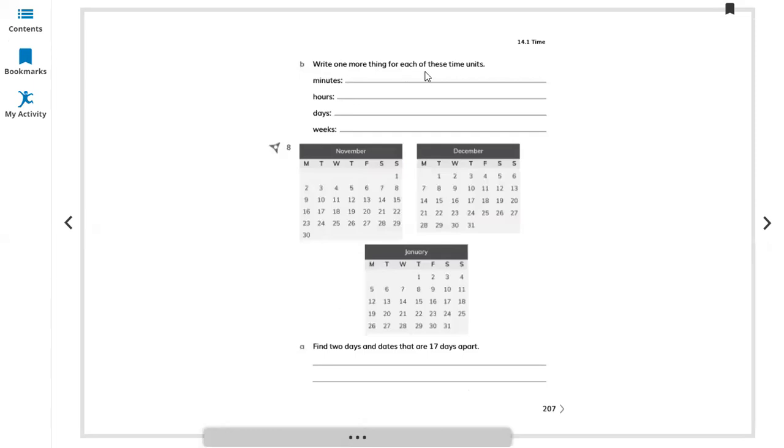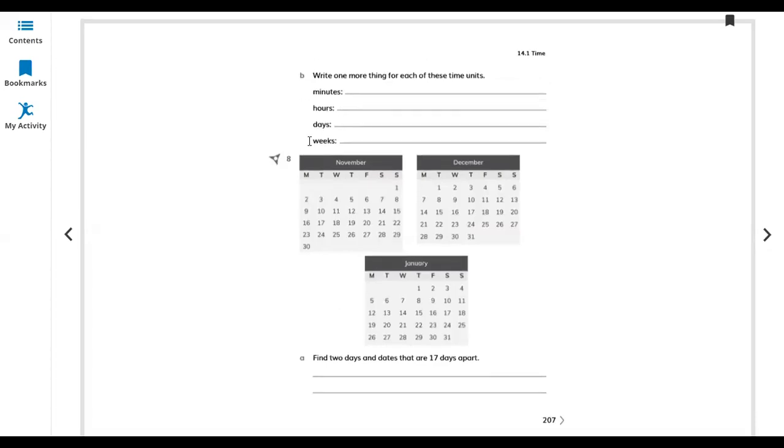Write one more thing for each of these time units. Write what you will do in minutes, in hours, in days, in weeks. What you can do in an hour: sleep, 3 hours, 4 hours. Just write it down. For minutes, you can choose eating pizza, a burger, anything.